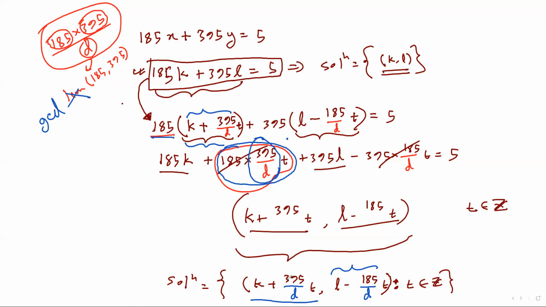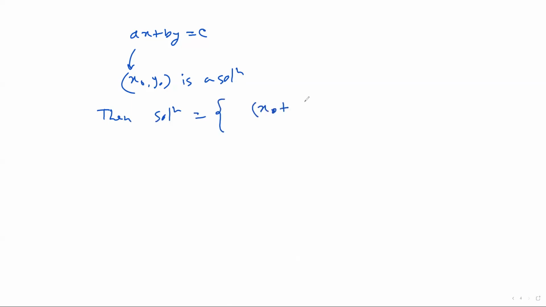So finally, to conclude, if I write something in a general manner, if you have AX plus BY equals C, and somehow you manage to find that X0, Y0 is a solution, then the solution set is going to be X0 plus B by the GCD times T, comma, Y0 minus A by the GCD times T, such that T is any integer. So the logic is that D is the highest possible integer for which B by D and A by D are both integers. Make sure that we have covered all the solutions.